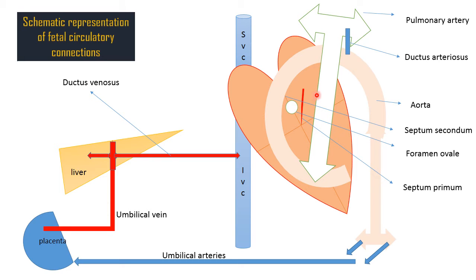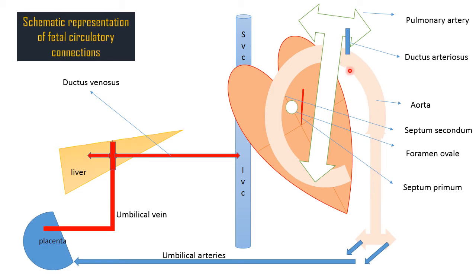It is supplied into the left atrium and also into the right ventricle. Once it enters the right ventricle, it goes through the pulmonary artery into the lungs. Here the lung is not functional, so there is a very minimal amount of blood supply to the lungs. The maximum amount of blood is supplied to the left atrium and then to the left ventricle, and through the aorta it is supplied to the whole body.